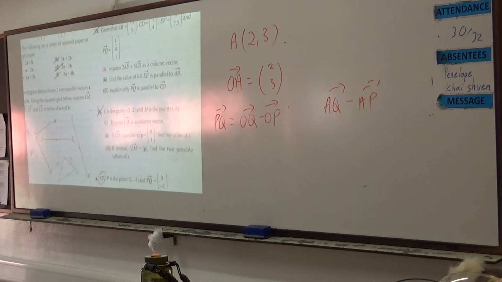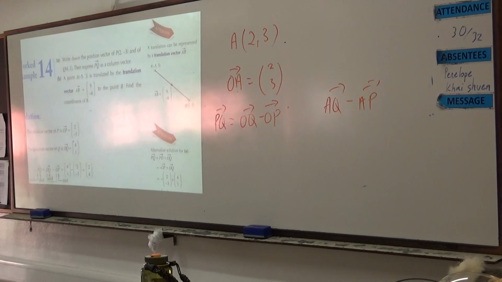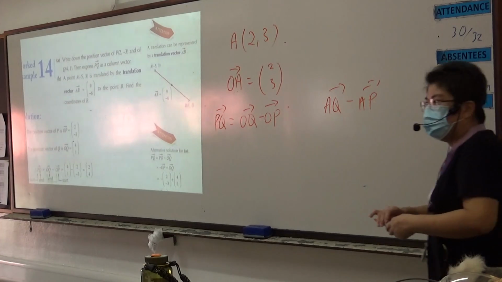Because I only have example 14, then I need to tell you something about collinear and so on. What do you mean by collinear? Now let's take a look at this example 14. This is the last example.